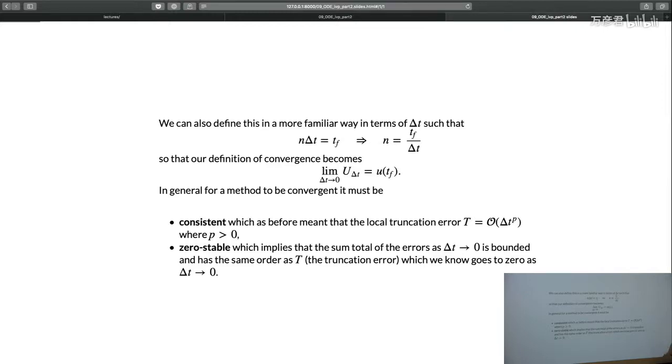This other statement, we need the method to be zero stable. Sometimes this is just shortened to stable. I want a method that's stable. What does that mean?